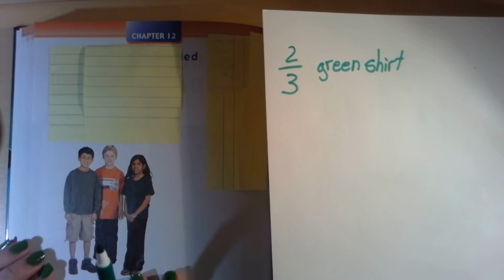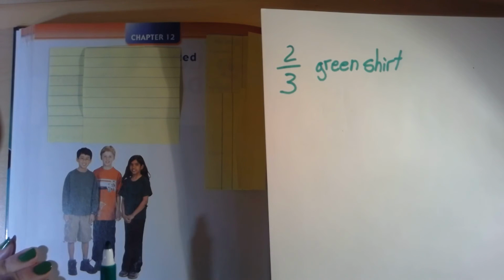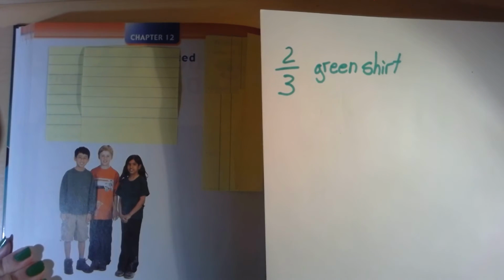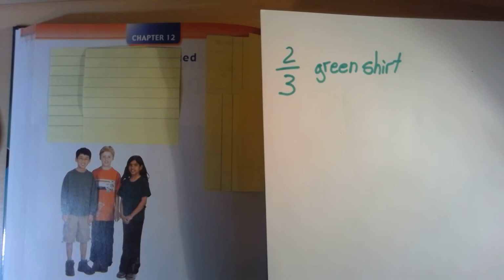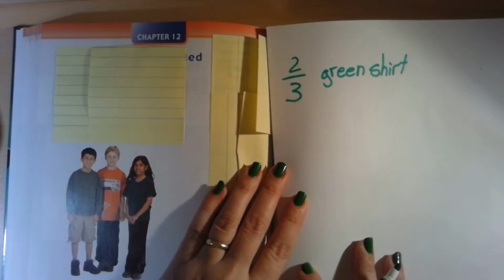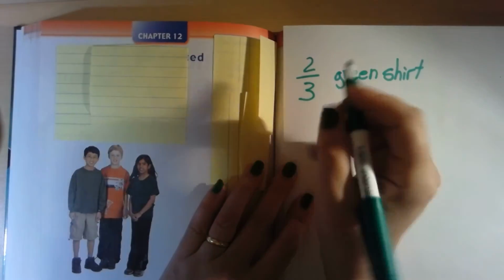It's kind of hard to see the picture. 2/3 have on pants. 2/3 are not wearing a watch. There's many ways to divide this picture into 2/3. That's great. You can keep thinking of some, but let's find some equivalent fractions of 2/3.